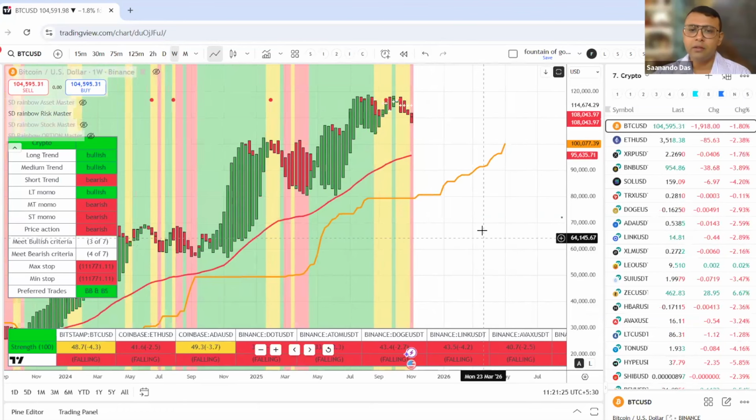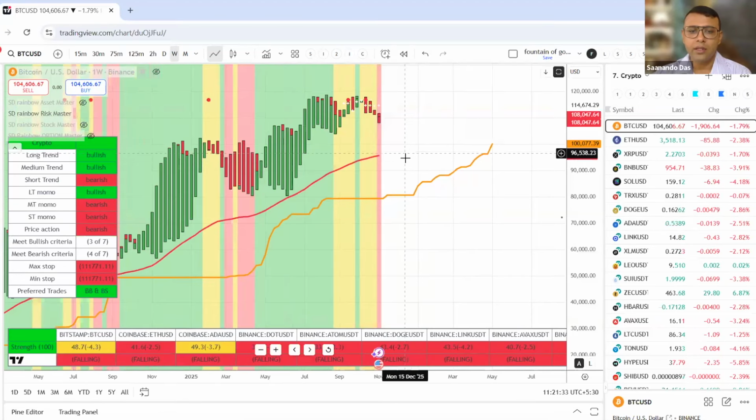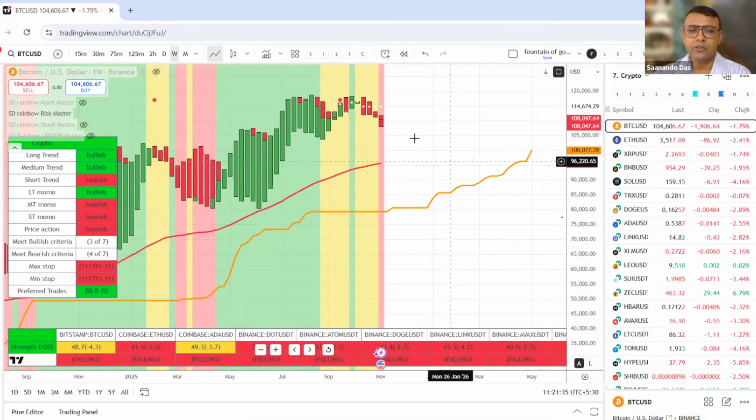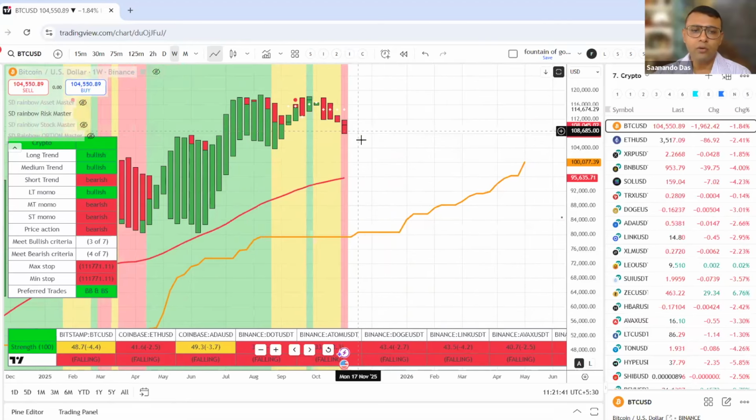For crypto analytics, I prefer to look at the weekly chart. In the weekly chart, I can see this is Bitcoin. It is in a bearish mode. However, the white cross is outside the candle body.